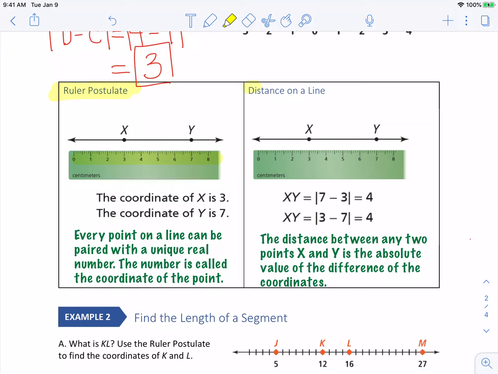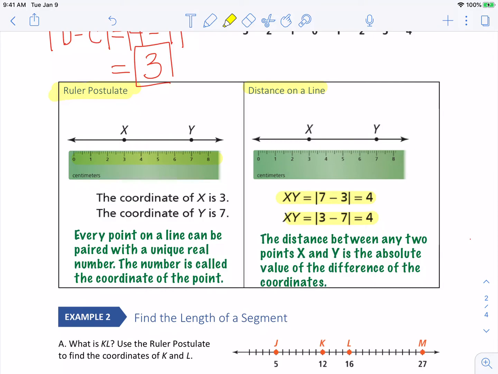Now, if you want to find the distance, well, you can subtract them, but just remember, it has to be a positive value. So that's why we use absolute value. The distance between any 2 points, X and Y, is the absolute value of the difference of their coordinates.